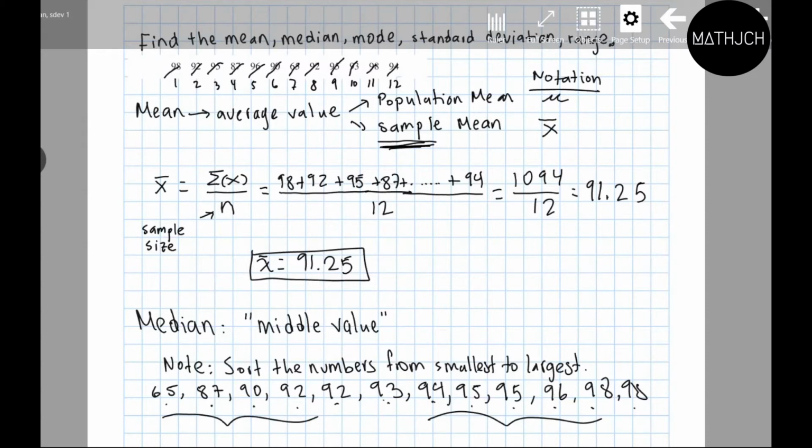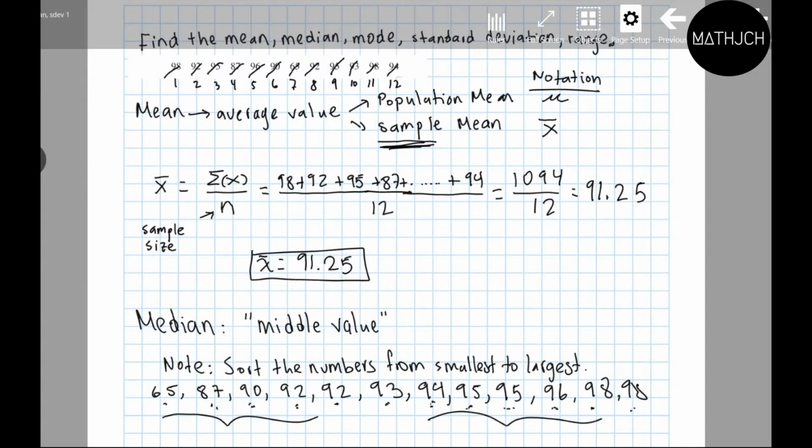So let's say that we pick the 93. Let's count how many numbers we have to the left of 93: 1, 2, 3, 4, 5. Now let's go to the right of 93: 1, 2, 3, 4, 5, 6. Now if we pick the 92, let's see how many numbers to the left: 1, 2, 3, 4. But to the right, we're going to have what? 1, 2, 3, 4, 5, 6, 7.